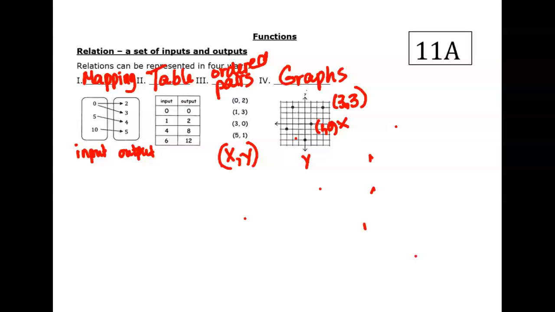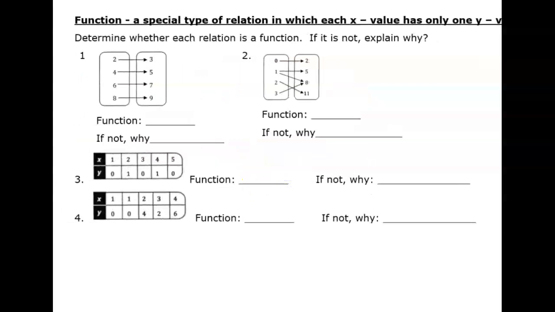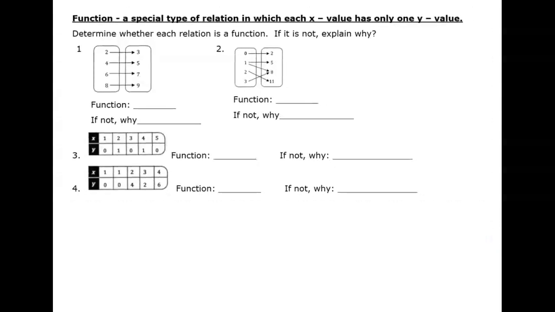So we're going to learn today that a function is actually a special type of relation in which each x value has only one y value. What that means is if you look at the first mapping, notice that we have the inputs 2, 4, 6, and 8, and then we have our outputs: 2 goes to 3, 4 goes to 5, 6 to 7, and 8 to 9. So this would be considered a function because each x value has only one y value.